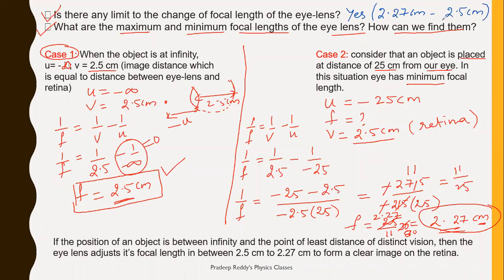So eye lens focal length changes only within a range of 2.27 centimeter and 2.5 centimeter. So what is the maximum value of the focal length? 2.5 centimeter. And what is the minimum value of focal length? It is 2.27 only. Just very small difference it has, right? So that is the maximum and minimum value of focal length, which can be adjusted by the ciliary muscles for our eye.